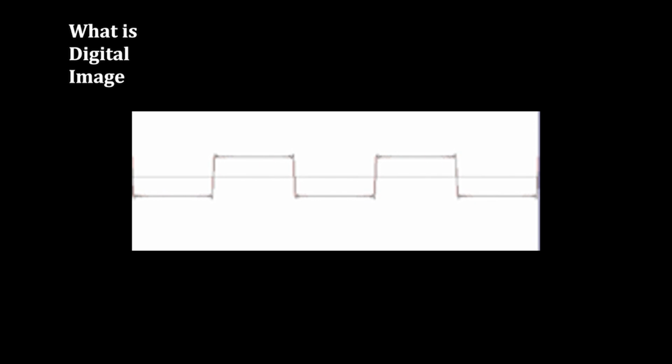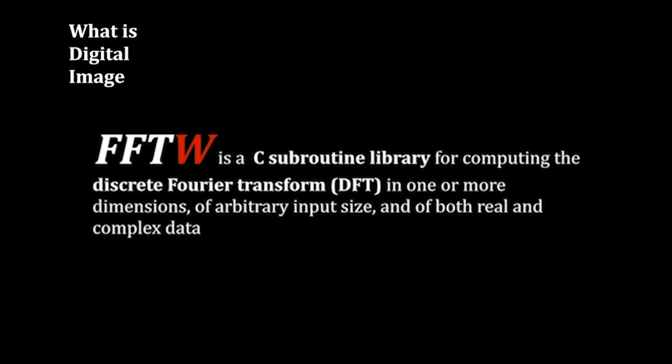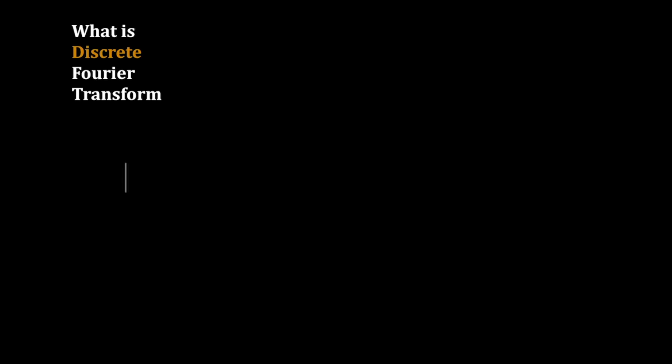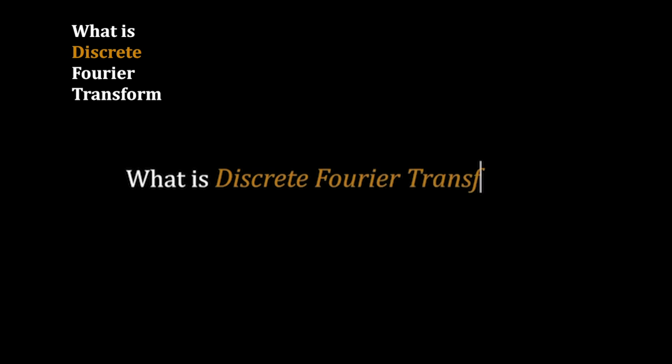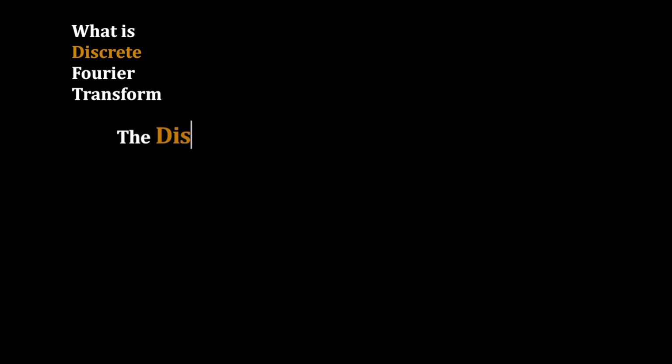So until now, you may think, yes, I know how the Fourier transform works on the image wave. But if you focus on the details of FFTW, this software, you can see this is not based on the Fourier transform. FFTW computes the discrete Fourier transform. So now, many of you may be curious, what is the discrete Fourier transform?